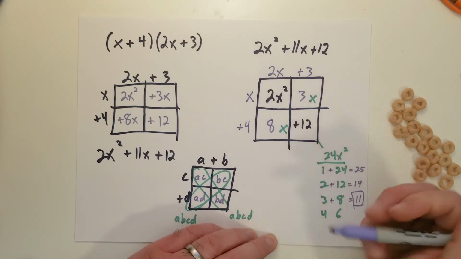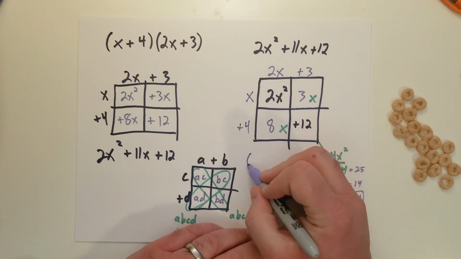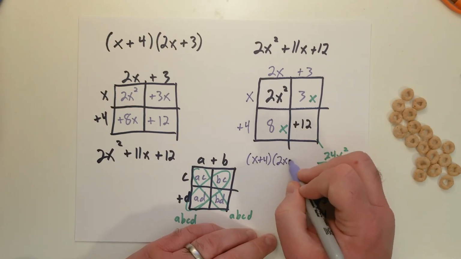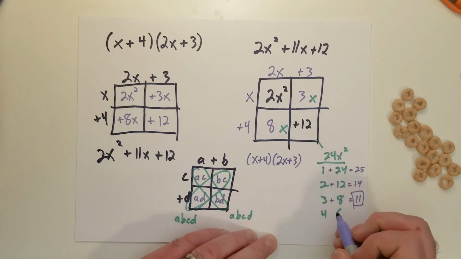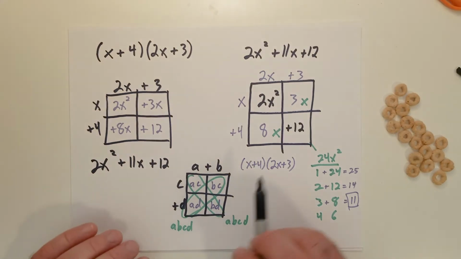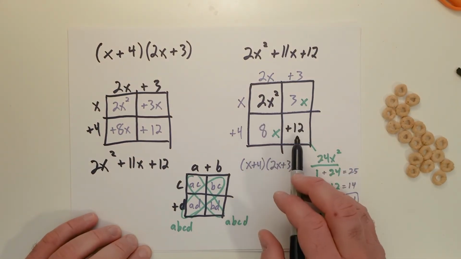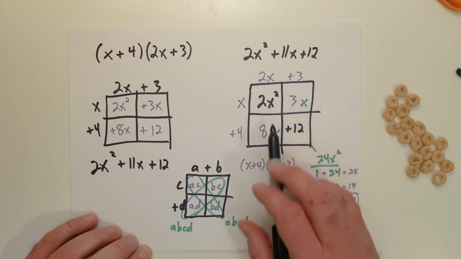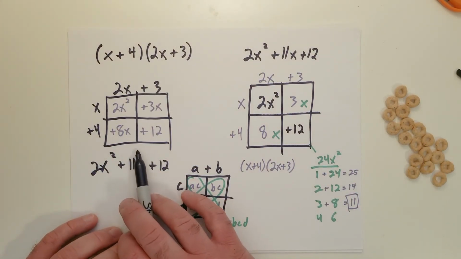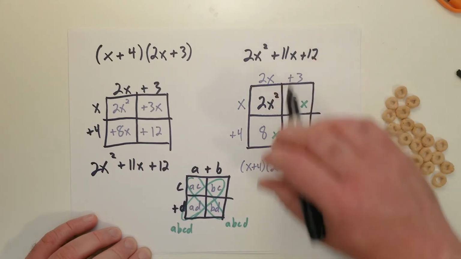Yep, there you go. So the factors of this are x plus 4 going down the side and 2x plus 3 going across the top. And that's how to use the area model to factor a trinomial. You'll notice that the 4 things that go into the smaller rectangles here are the exact 4 things that went in when we multiplied together. So this really is a reversal of the process.